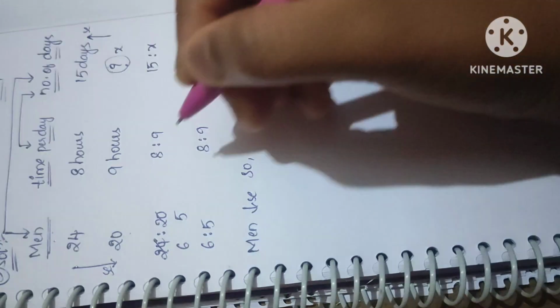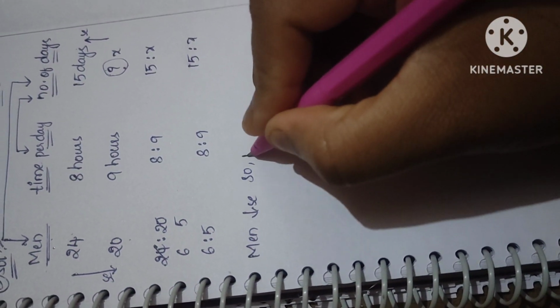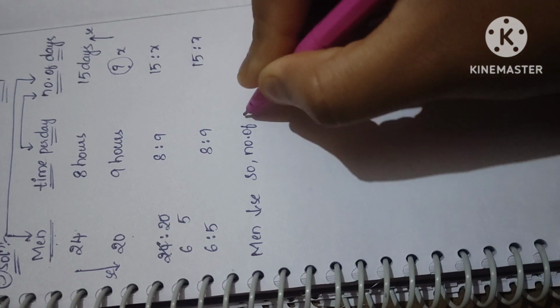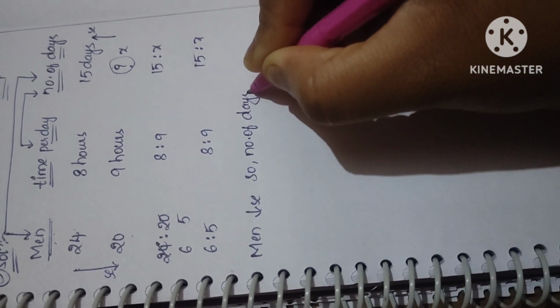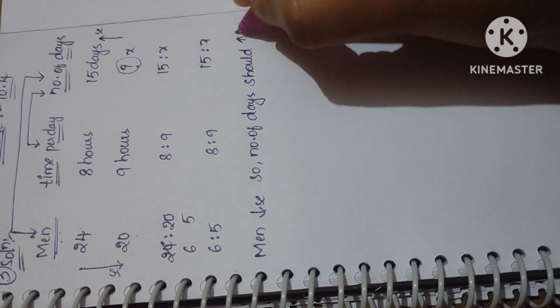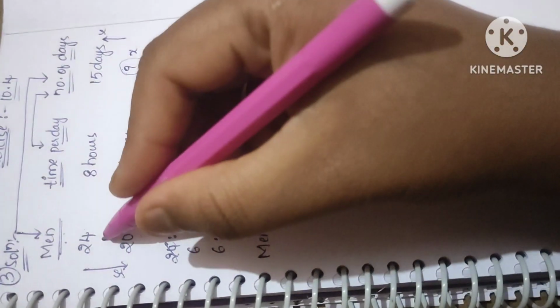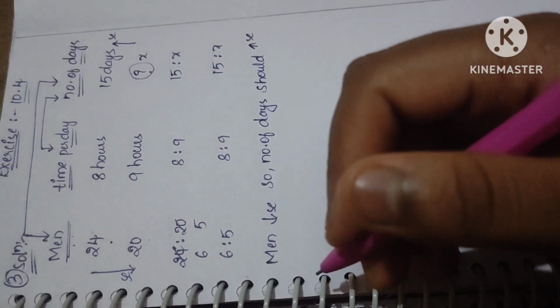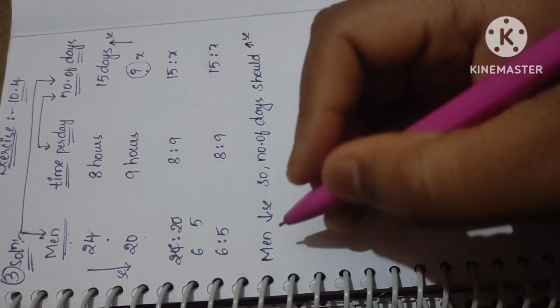Now tell me which proportion this is, direct proportion or inverse proportion? If one quantity decreases and another quantity increases, that is inverse proportion. So we can write: number of days is inversely proportional to number of men.